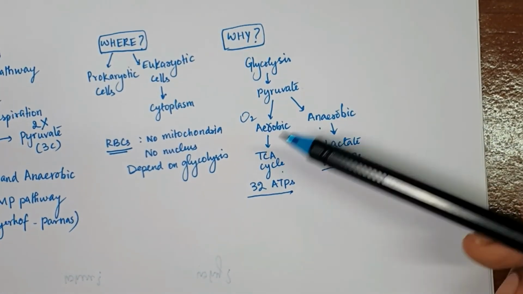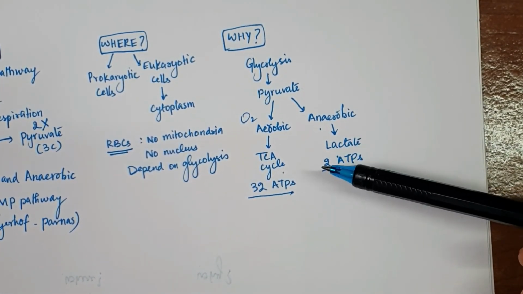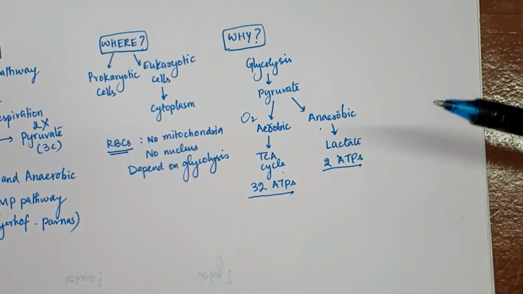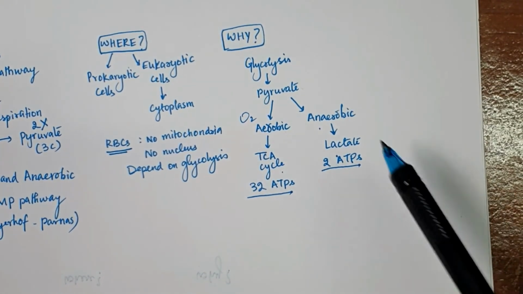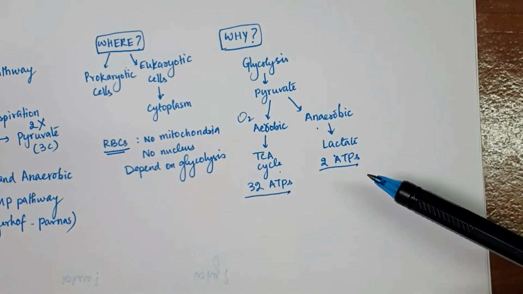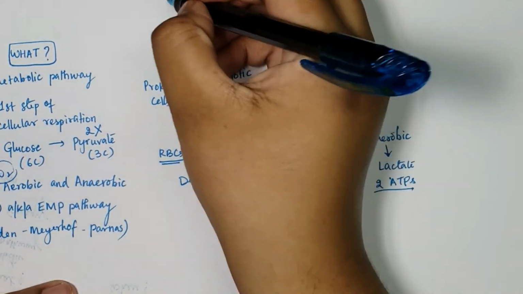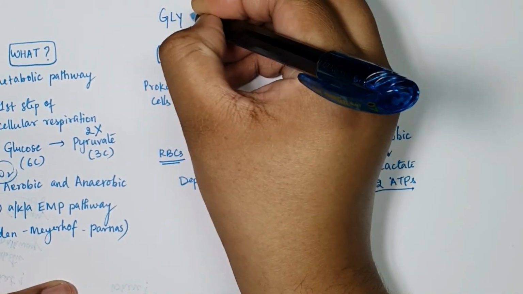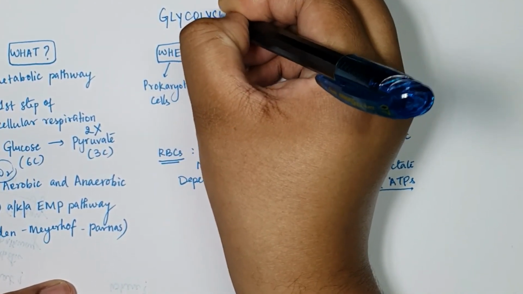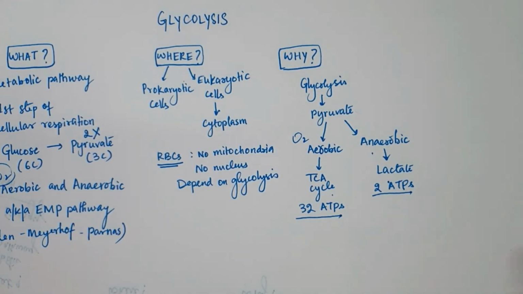This glycolysis is actually a part of a bigger cycle called the carbohydrate metabolism. I will explain all of those pathways later, but this is for the time being. So this is all about what glycolysis is, where it occurs, and why it is needed.